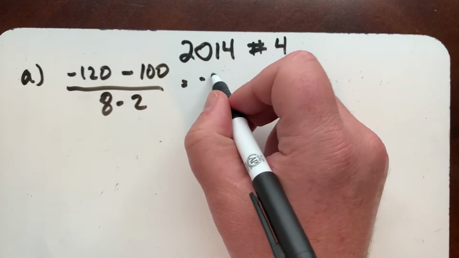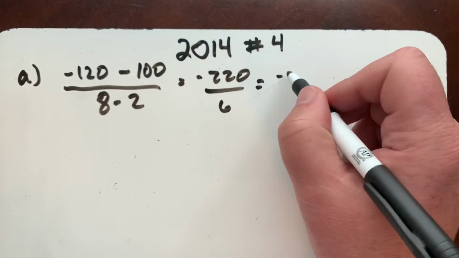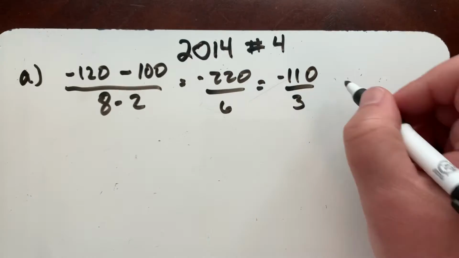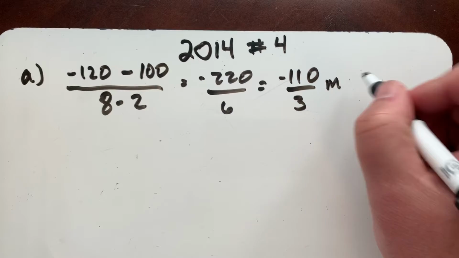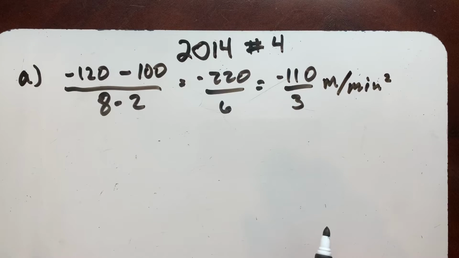That means we're going to get negative 220 over 6, which is going to give me negative 110 over 3. What are we, miles per hour? Meters per minute squared. So that is your average acceleration.